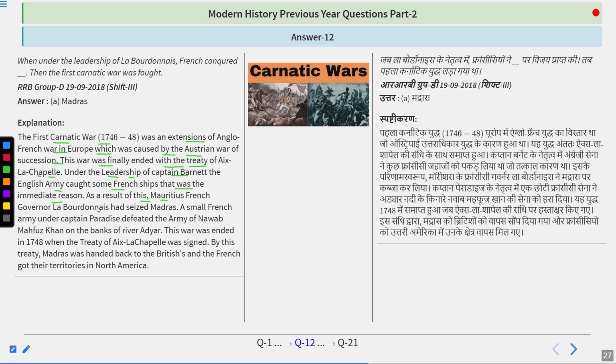As a result of this, the Mauritius French governor La Bourdonnais seized Madras. A small French army under Captain Paradis defeated the army of Nawab Mahfuz Khan on the banks of the river Adyar. This war ended in 1748 when the Treaty of Aix-la-Chapelle was signed. By this treaty, Madras was handed back to the Britishers and the French got their territories in North America.